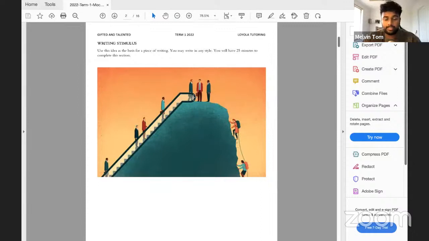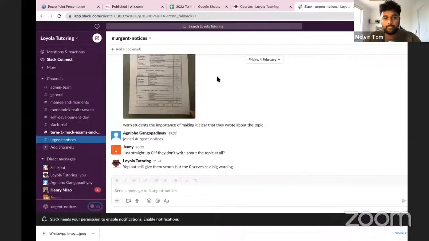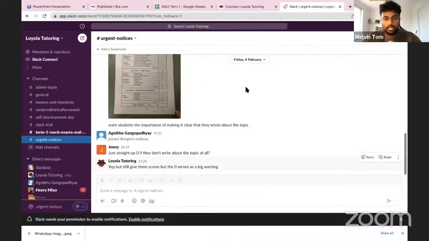Sure, you might have a fantastic story. You might even publish that and become a world famous author, and make billions of dollars. But if you don't write about the topic, we can't give you marks. So please, a huge warning, you will get a zero.